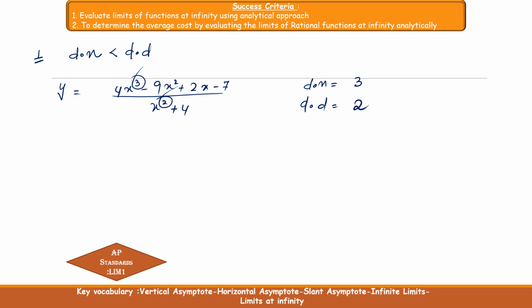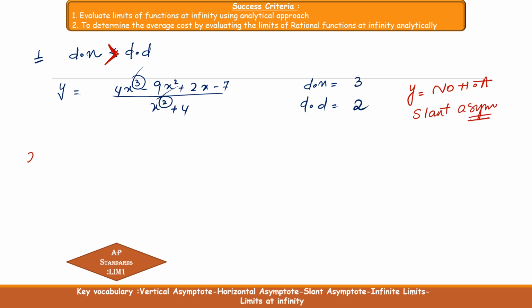So if the degree of numerator is bigger, let's take the bigger equation, okay? Degree of numerator is bigger than the degree of denominator. If it is so, remember that there will be no horizontal asymptote. Instead, you will have the slant asymptote.